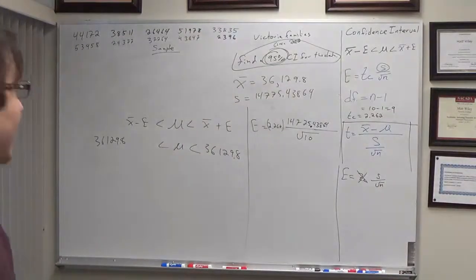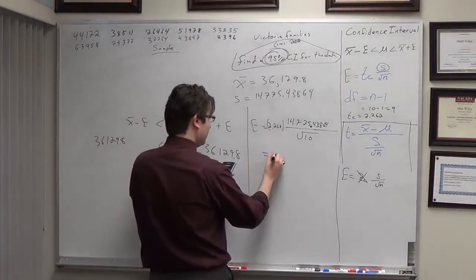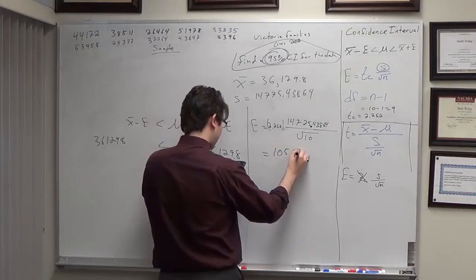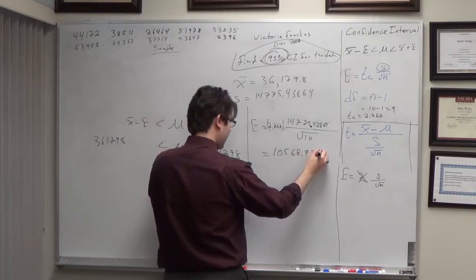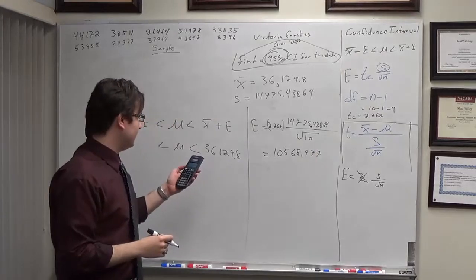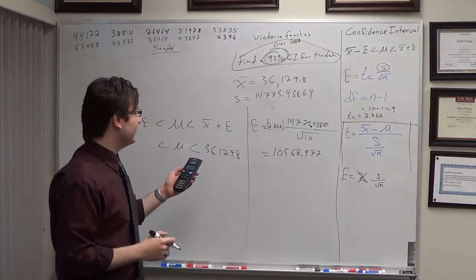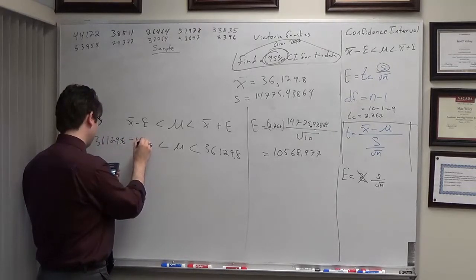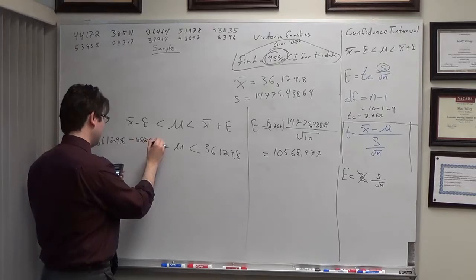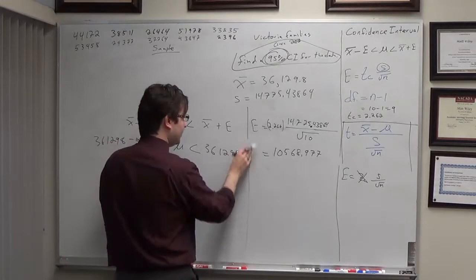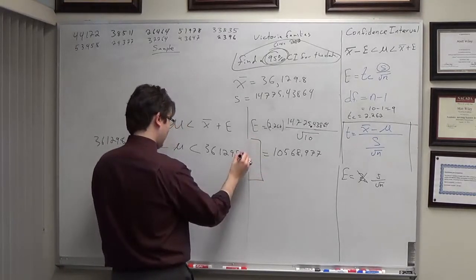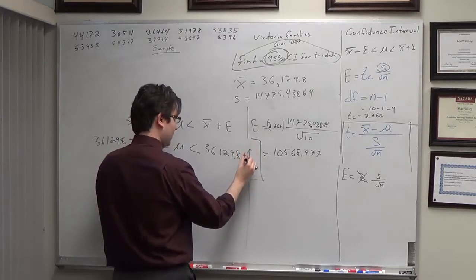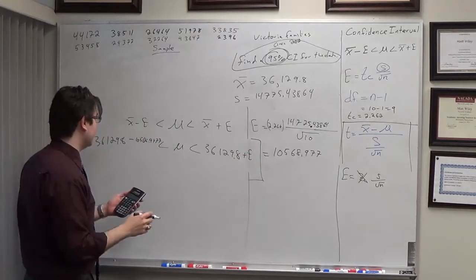Let me go ahead and pop that on the board for E. 10,568.977, all right. Plus, minus 10,568.977. We'll call it E for a second, you know what I mean.